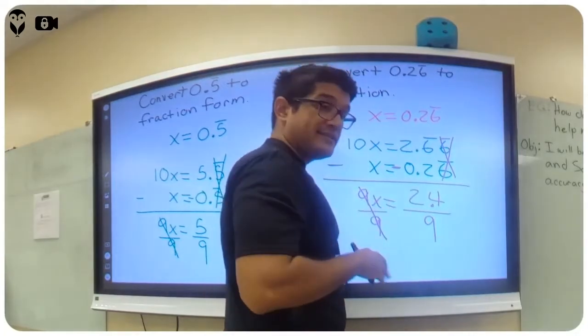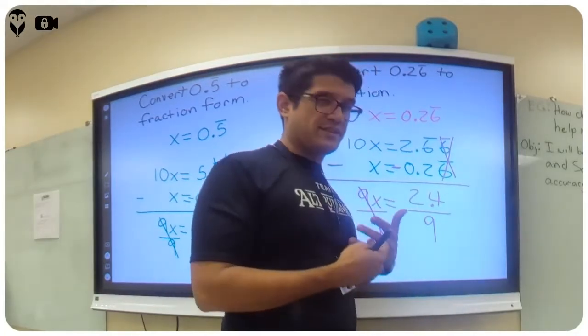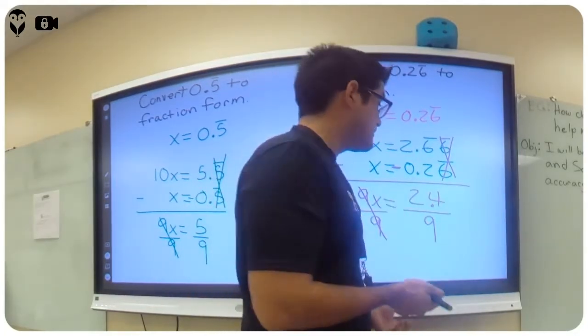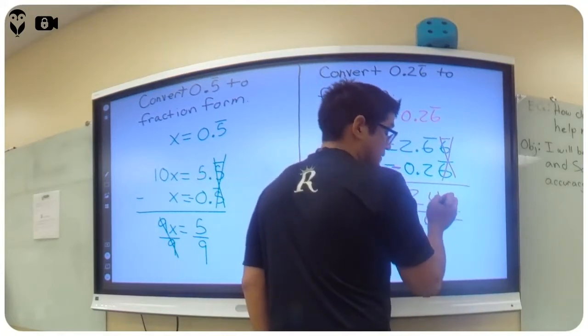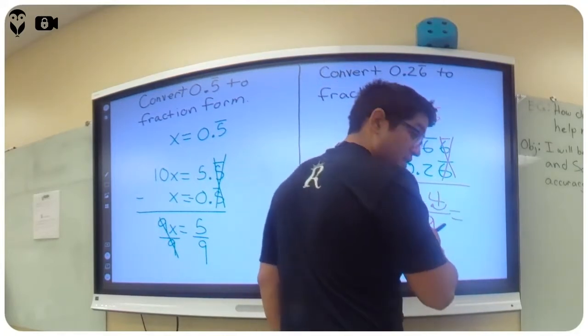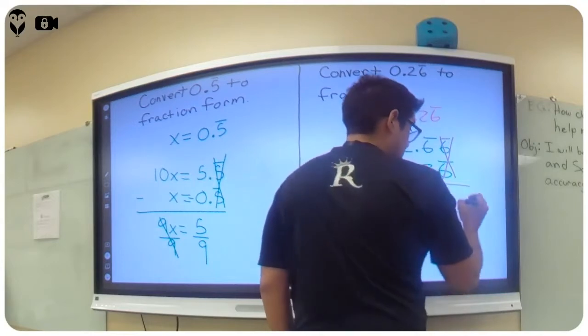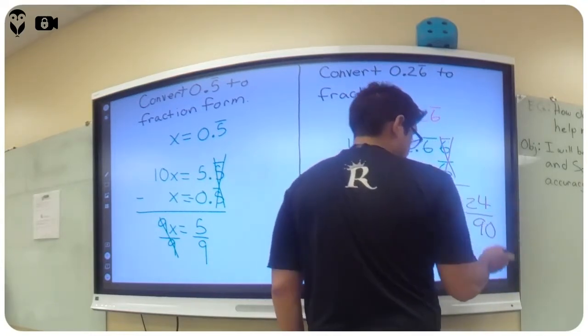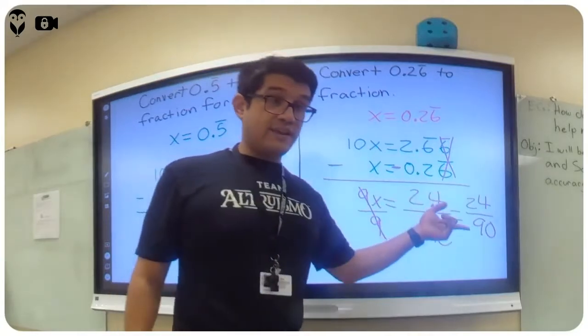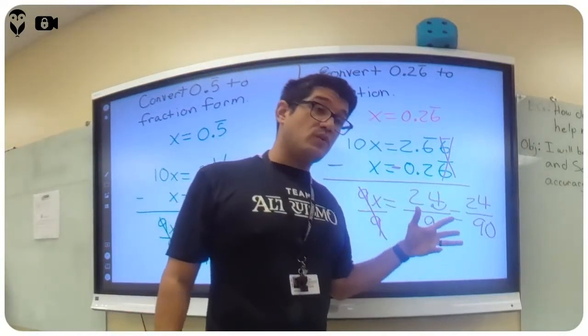Now this is a correct answer, but decimal points aren't allowed in a fraction because fractions represent decimal points. So we're going to move this decimal point over 1, and we're going to do the same thing to the 9. So the answer for this one is 24 over 90. That is a correct answer, but I do want you to try to simplify 24 over 90.